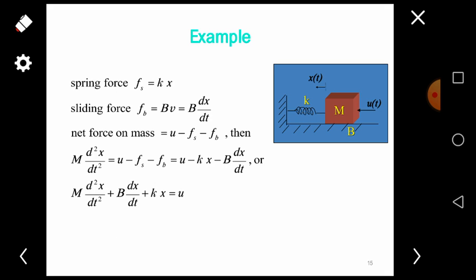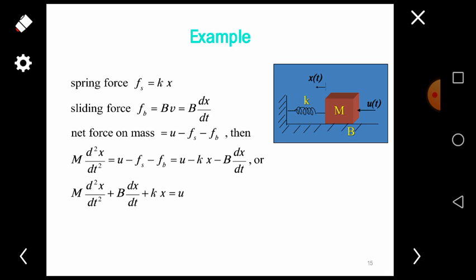Okay, some more examples of masses are given here. Mechanical rotational systems or translation systems are given here. Here for a mass, we know that f of s is equal to k into x, f of b is equal to bv, or in terms of displacement that will be b into dx divided by dt. The net force on the mass is equal to u minus f of s minus f of b.